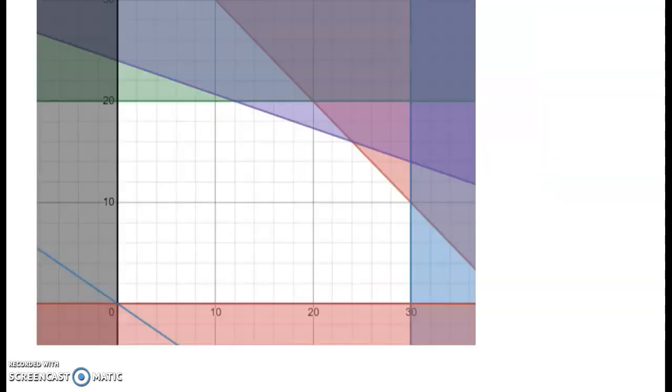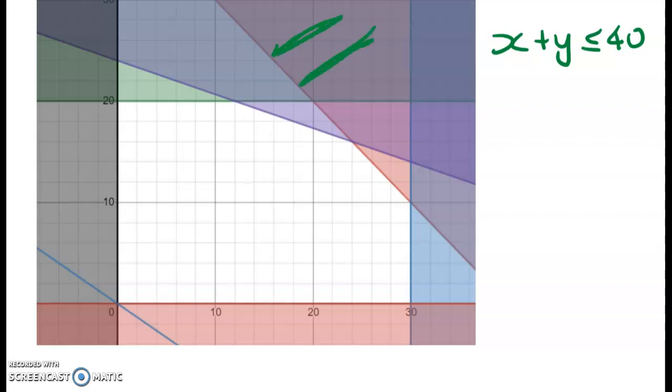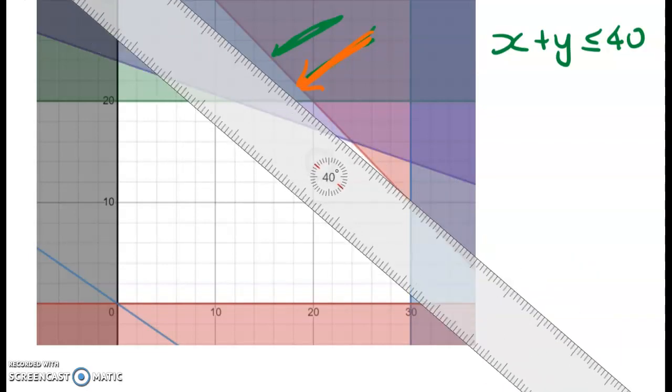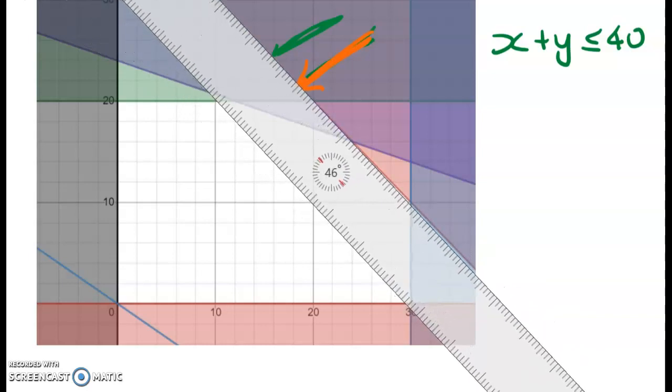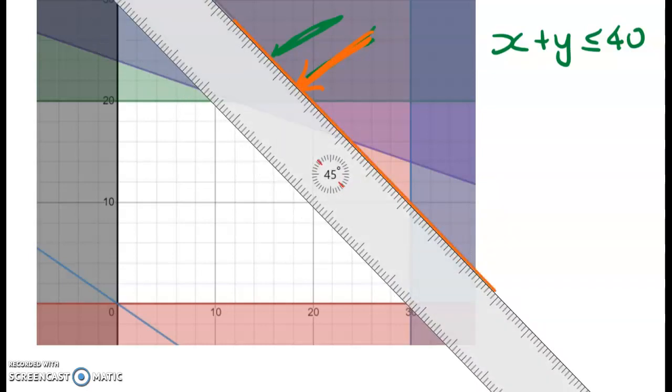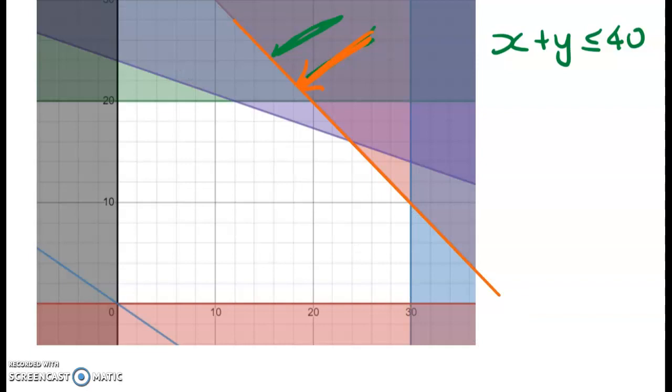Here's the graph. So which of those lines is x plus y is less than or equal to 40? Well, you can see that it's this line here. Let's try a different coloured pen. Right. This straight line here is the one that's x plus y less than or equal to 40. And at the moment, this is our optimal point of 24, 16.